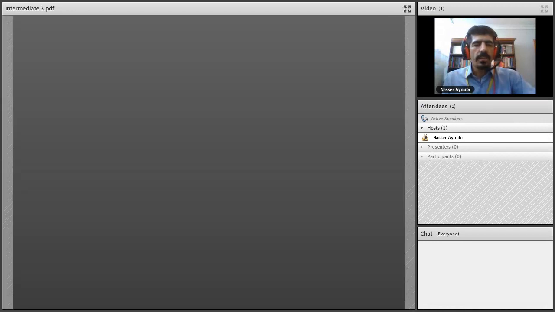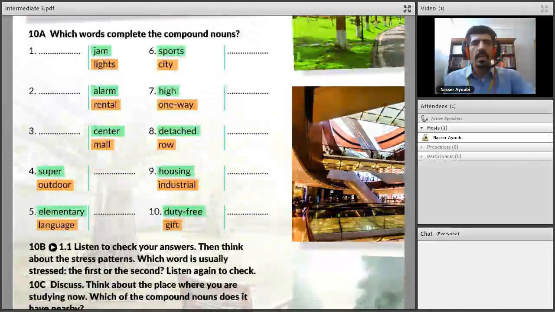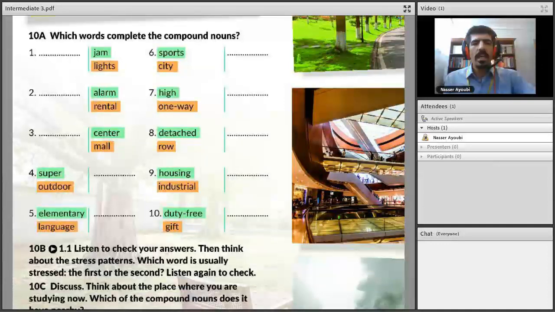Okay, getting back to the book. So, part 10. A. Which words complete the compound nouns? One, we have jam, lights. What can you think of it? Right, traffic jam. So we can say number one is traffic jam or traffic lights. Traffic jam, traffic lights.